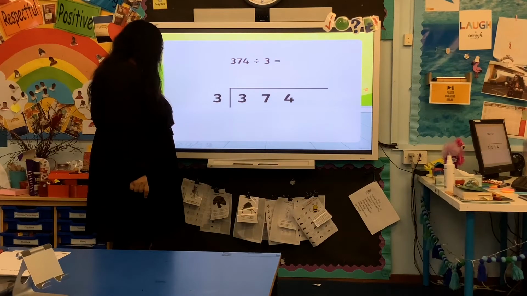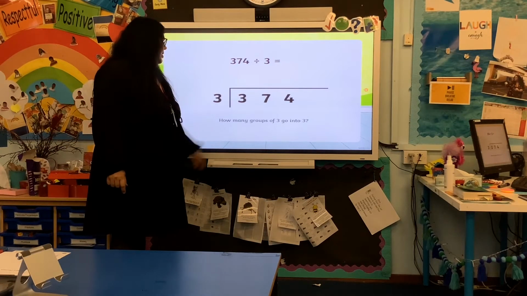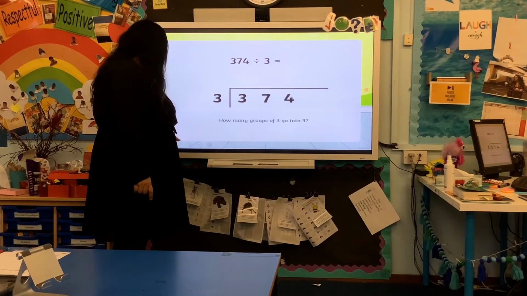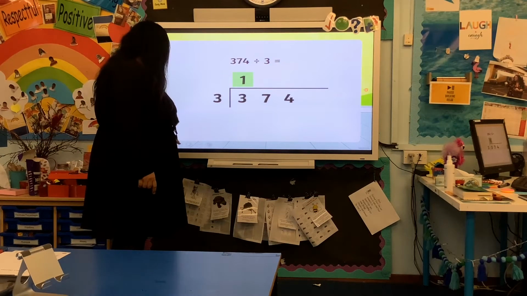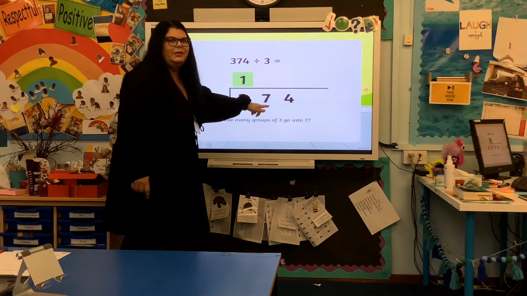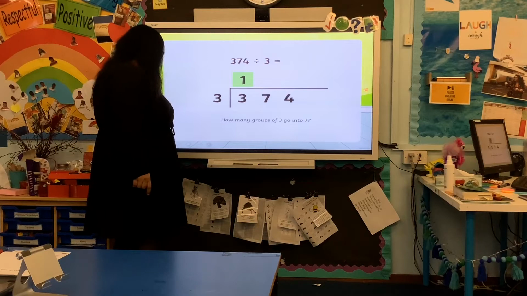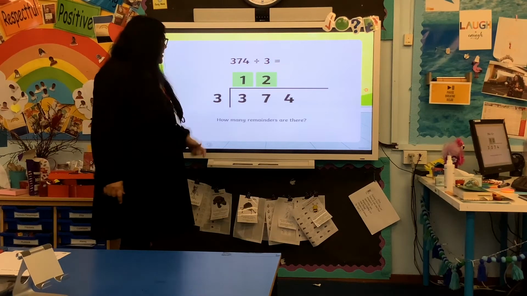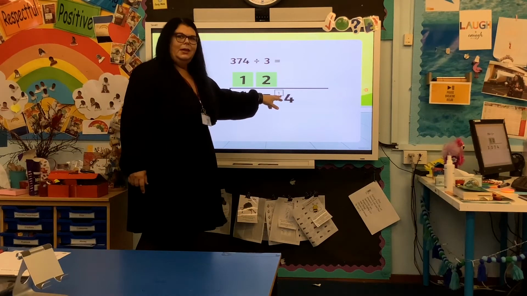We ask ourselves the same questions. It's the same procedure. So the first question, how many groups of 3 go into 3? Well, hopefully you're all shouting back at the screen and saying, well, that's 1. So then our next question is, how many groups of 3 go into 7? So we've got 3, 6. So we've got 2 groups of 3. And then how many remainders? So that got us to 6. So we've got 1 remainder for 7. So we put our 1 there.